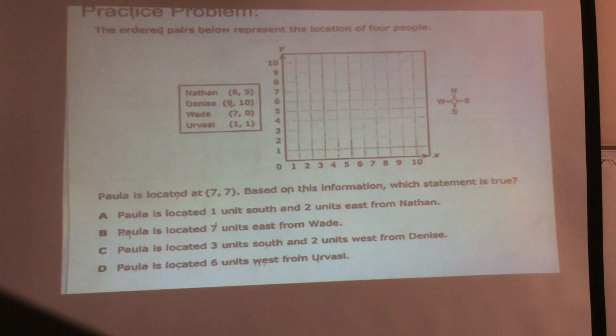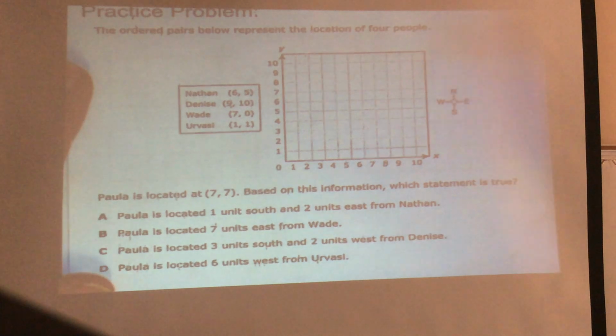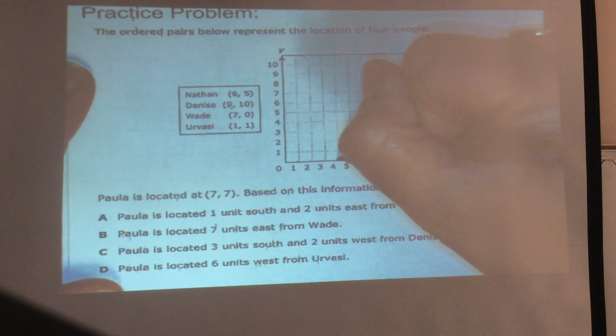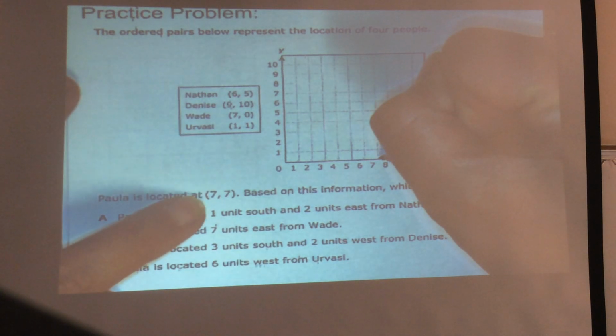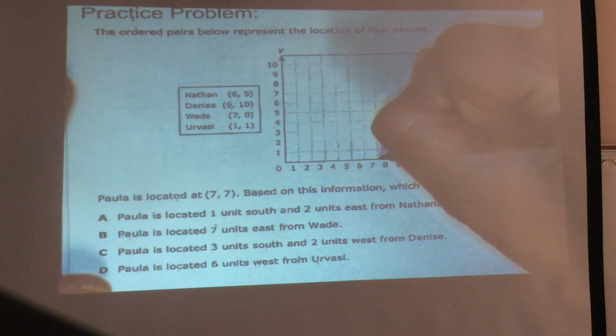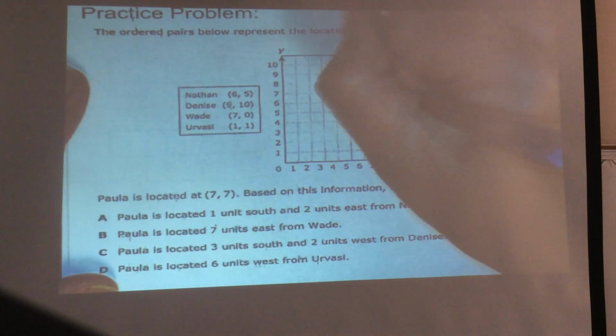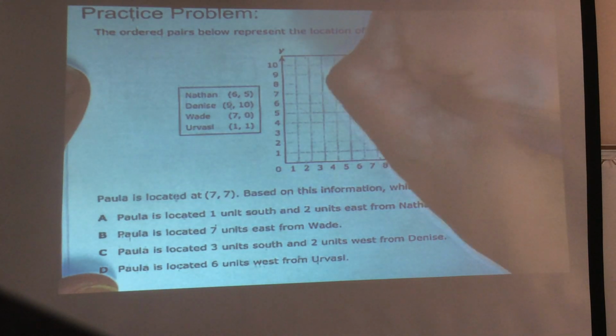The ordered pairs below represent the location of 4 people. Paula is located at 7, 7. Based on this information, which statement is true? So let's first plot Paula's point. So we have 1, 2, 3, 4, 5, 6, 7 for my x, 7 for my y. 1, 2, 3, 4, 5, 6, 7. Labeling that P for Paula.